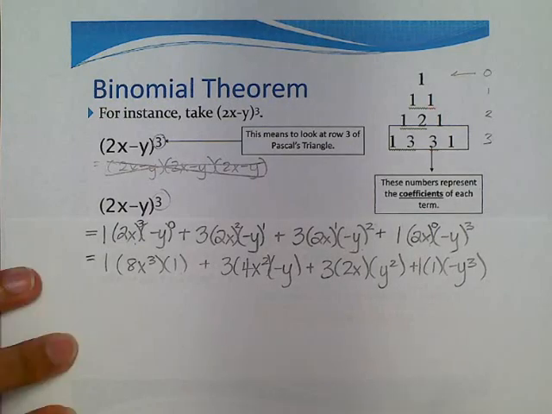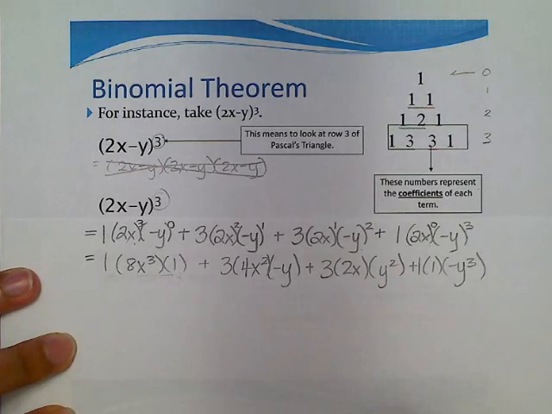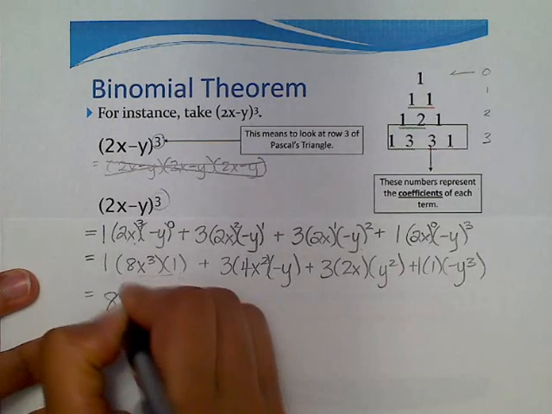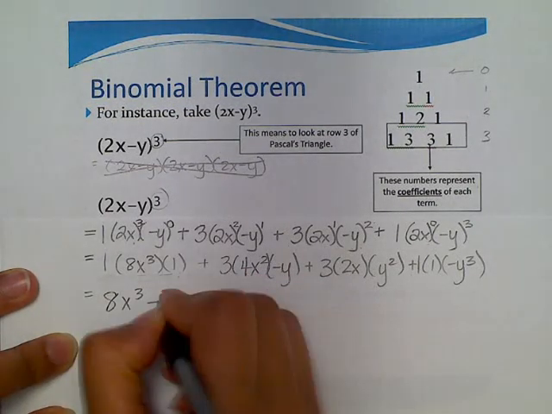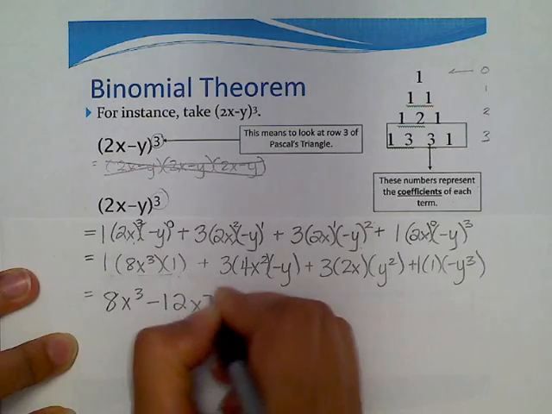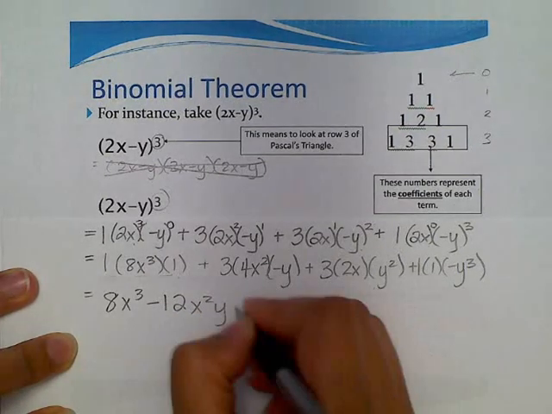And then from here, all you need to do is multiply each of the factors in each term. So this will give me 8x cubed. 3 times 4 times negative 1 is minus 12 x squared y.